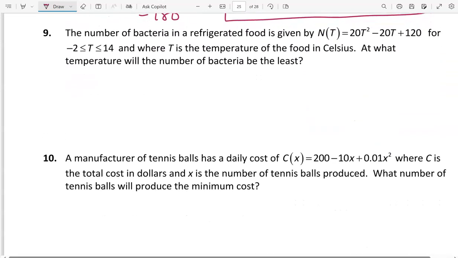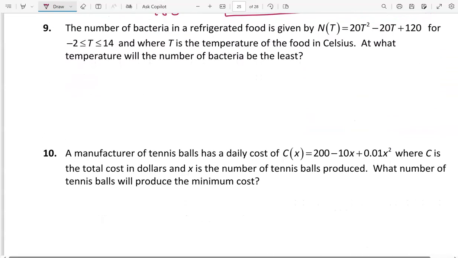All right, number 9. The number of bacteria in a refrigerated food is given by the function n of t is equal to 20t squared minus 20t plus 120. Now, if you like, you can just cross off that of t. So that's just indicating that n is a function of t, right, using function notation. But if you don't like that function notation, go ahead and just cross it off. All right, and they do give us a domain for t of t from negative 2 to 14, where t is the temperature of the food in Celsius degrees.